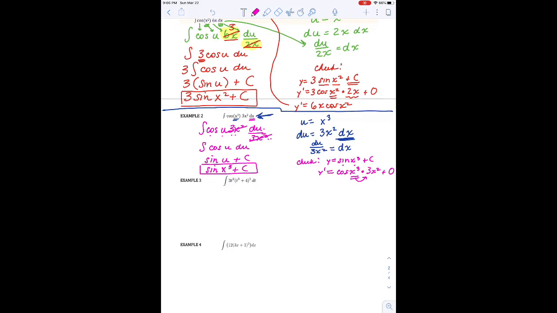So I'm just going to put that there. And then would this all clean up to be cosine of x cubed times 3x squared? Is that what we started with up here? Yes. Hooray. So that worked.